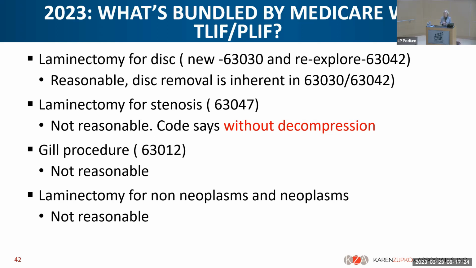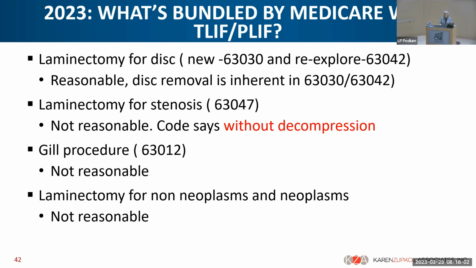They also bundled the Gill procedure with the TLIF or PLIF. So if you do a Gill at 4.5 and you also put an interbody device, they're not going to pay for the Gill, okay, which we think is unreasonable as well. And they also bundle laminectomy for neoplasms and non-neoplasms with a TLIF or PLIF. Now, it's not often that you're going to do a TLIF or PLIF with removal of a tumor, intradural or extradural. But if you do, you cannot bill for the laminectomy for the neoplasm or non-neoplasm. We don't agree with that last one.